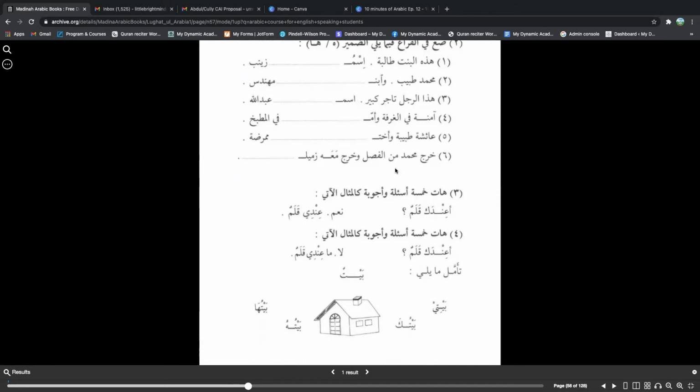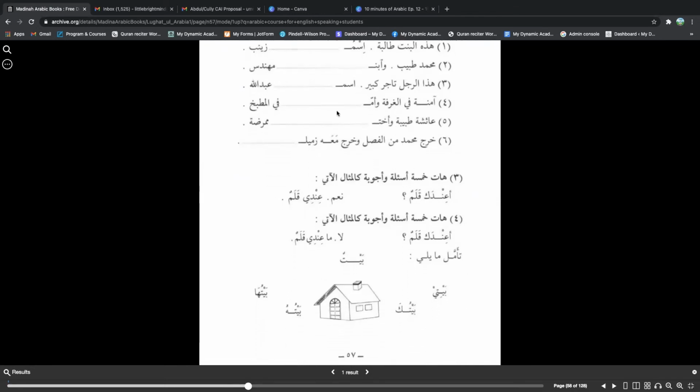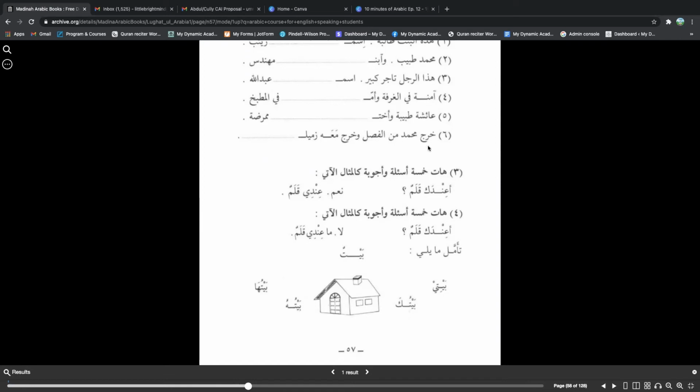آمنة في الغرفة. So Amina is in the room. وأمها. So it can't be hu, right? It's a woman, so it has to be أمها. وأمها في المطبخ. And her mom is in the kitchen. عائشة طبيبة وأختها ممرضة. So Aisha is a doctor and her sister is a nurse.